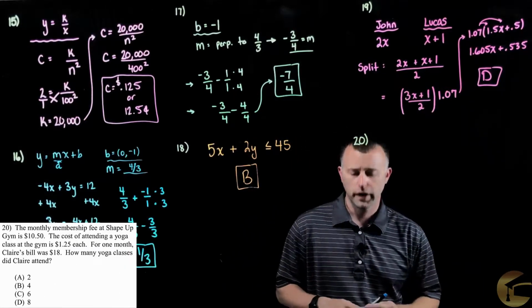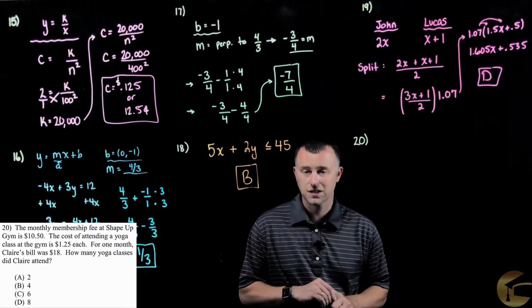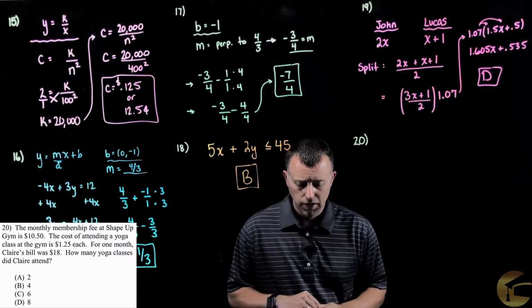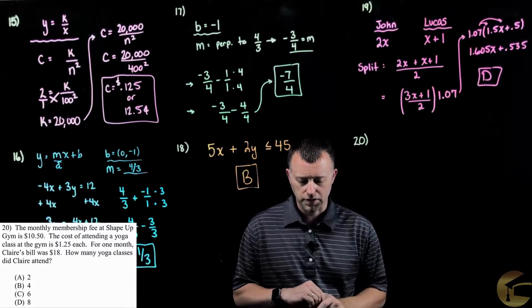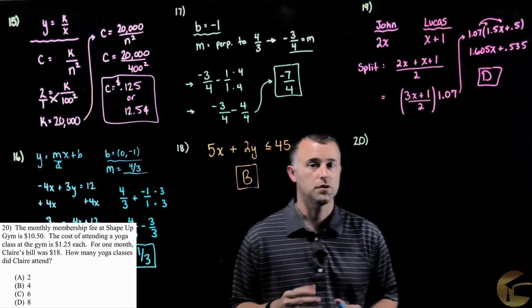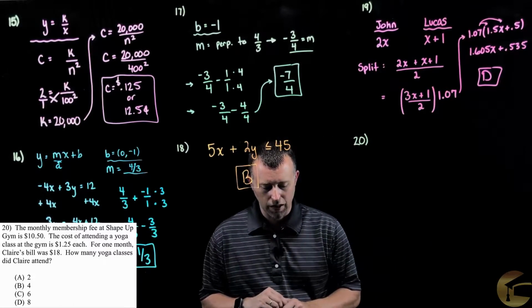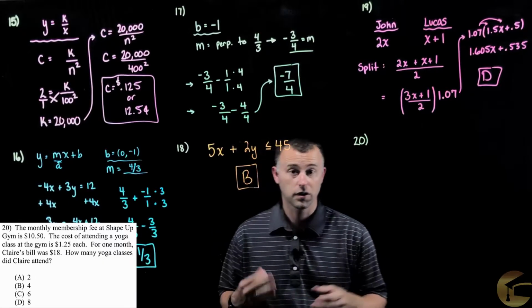And then number 20, it says the monthly membership fee at Shape Up Gym is $10.50. The cost of attending a yoga class at the gym is $1.25 each. Remember, each represents a rate. For 1 month, Claire's bill is $18. How many yoga classes did she attend?